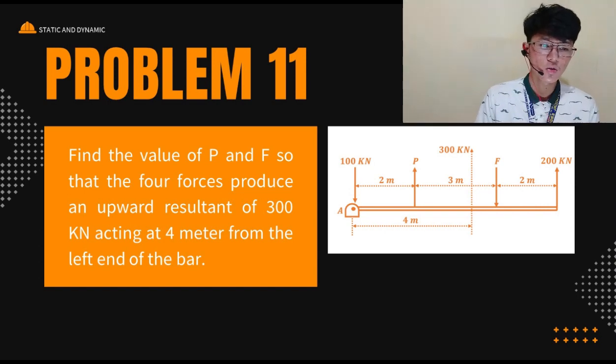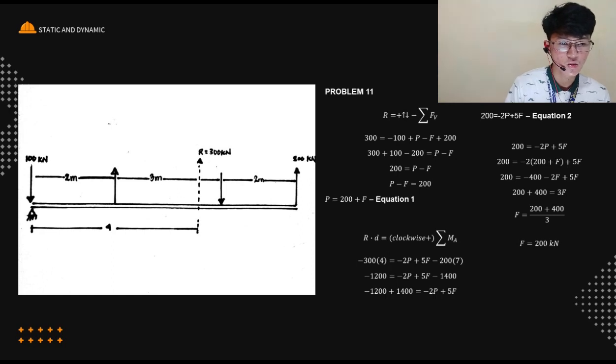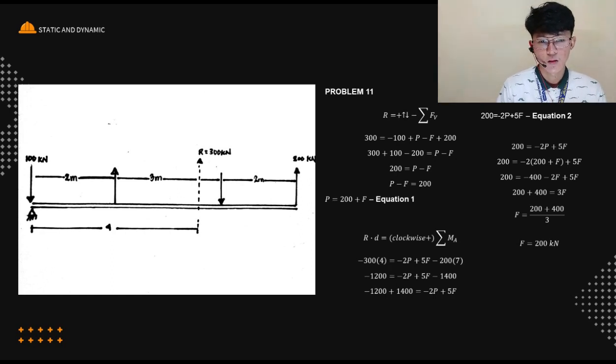So, for our solution, ang una nating gagawin is bumuo ng dalawang equation. So, para makabuo tayo ng unang equation, base sa pag-analyze, ang kailangan natin gamitin na formula is R equals the summation of F vertical. So, positive ulit pag pataas and negative pag pababa. So, given yung R, which is 300, substitute lang natin doon sa formula.